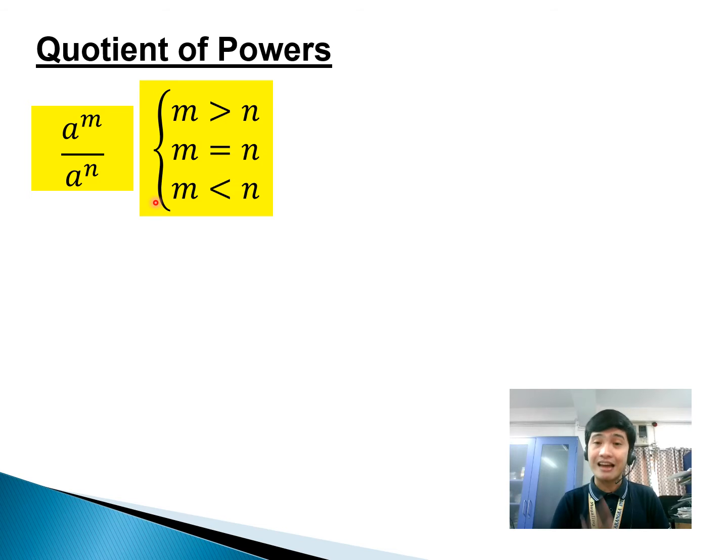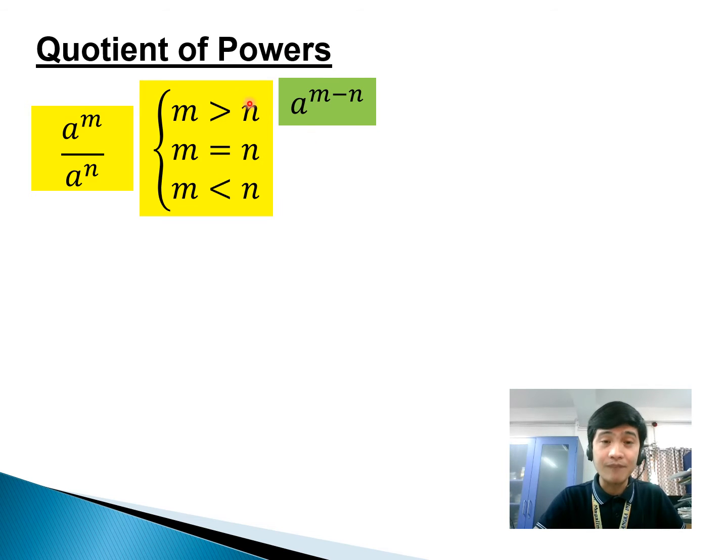May mga tatlong bagay tayong kailangan tandaan. So una, the m and n here are the exponents: exponent for the numerator and exponent for the denominator. So if your m here is greater than n, that's the first case. If m is equal to n, and m is less than n. So, tatlong bagay yung kailangan natin tandaan. In this case, if your m is greater than n, mas mataas yung exponent o yung power ni numerator kaysa kay denominator, ang gagawin po natin dyan, we have a raised to m minus n. Ito po yung prosesong susundin natin if yung example ay magpo-fall sa case na ito.